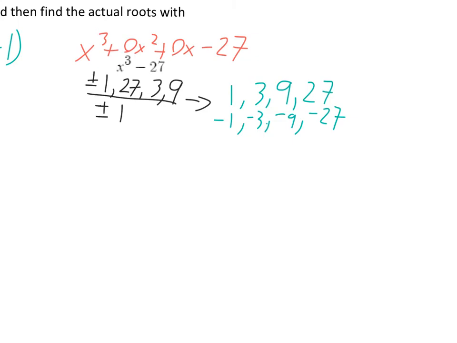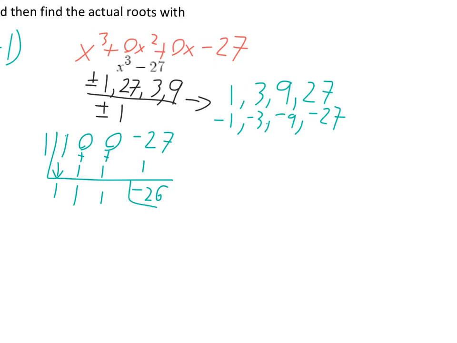So we have our 1 on the outside, and then we have our coefficients of 1, 0, 0, minus 27. 1 comes down for 1. 1 times 1 is 1. 1 plus 0 is 1. 1 times 1 is 1. 1 plus 0 is 1. 1 times 1 is 1 for negative 26, which is not a 0. So 1 does not work as a 0.